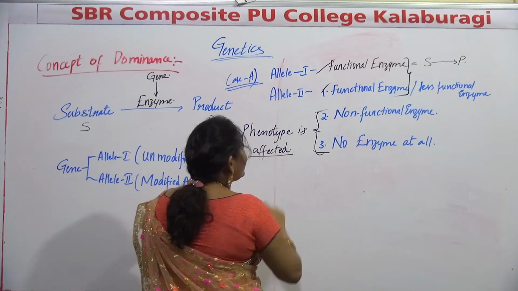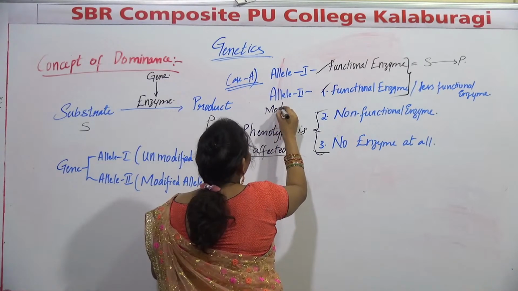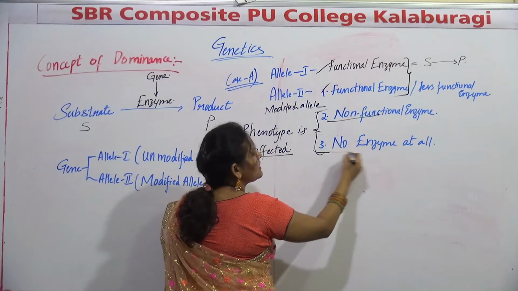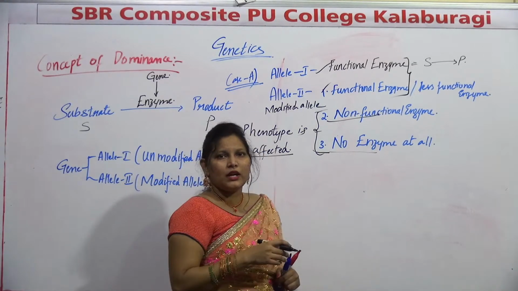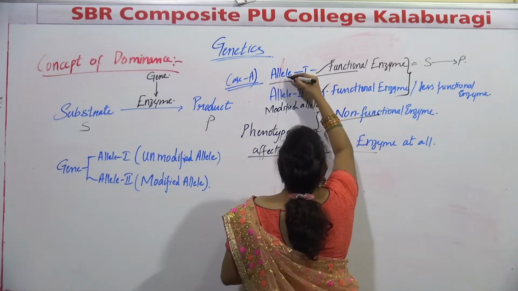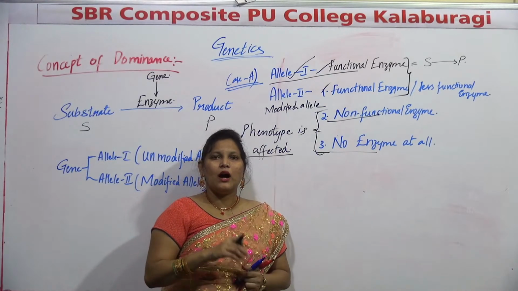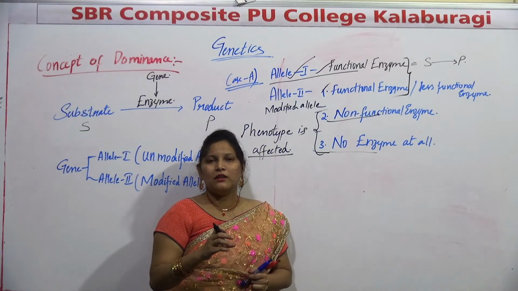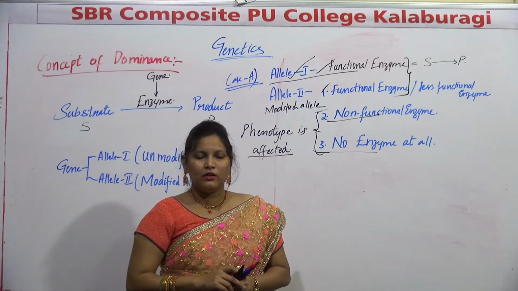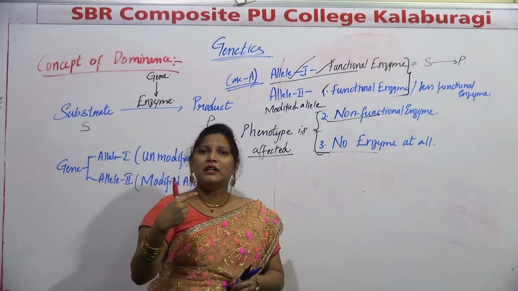When the phenotype is affected, so what happens now? In such a case, if the modified allele is producing a non-functional enzyme or no enzyme at all, the original phenotype is dependent upon the unmodified allele. Okay? The original phenotype is dependent upon the unmodified allele. So ultimately, the unmodified allele, which is determining the original phenotype, is said to be the dominant allele. Hope I am clear. Ultimately, the unmodified allele, which is determining the original phenotype.